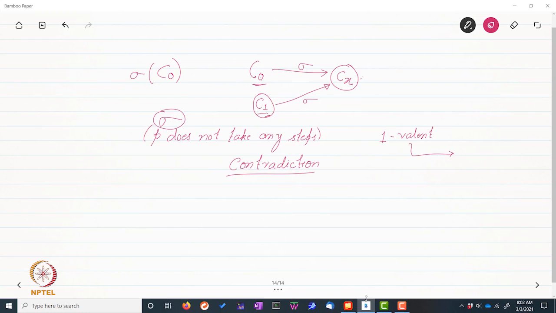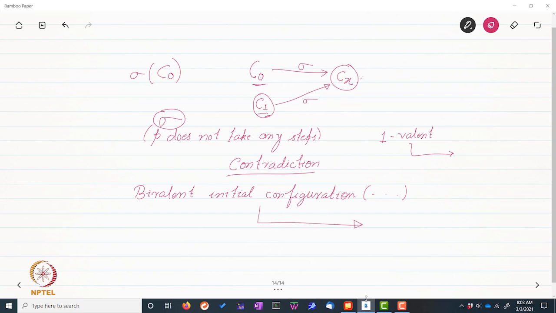So now what we will do is provide an inductive argument. So we have a bivalent initial configuration. Okay. So bivalent basically means that it is open-minded, in the sense it has not made up its mind whether it is going to decide 0 or 1. All right. So then it's an open-minded configuration. It's undecided.